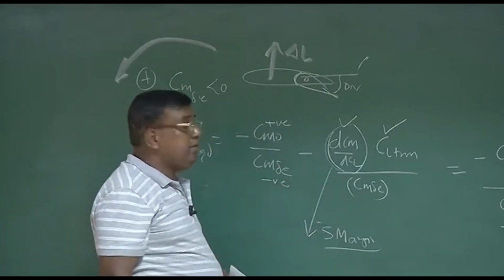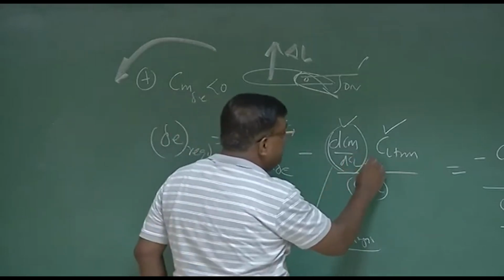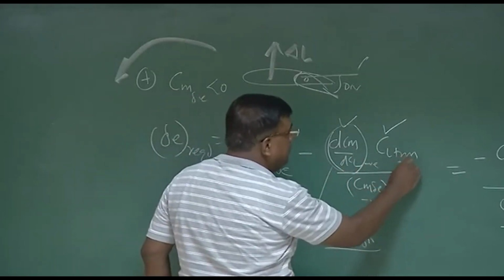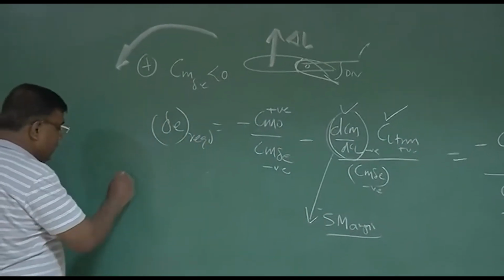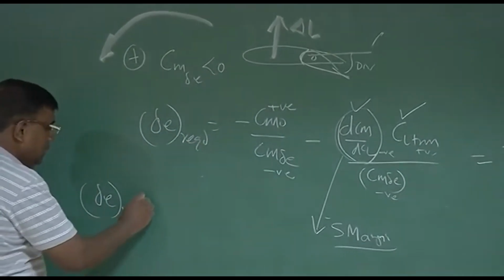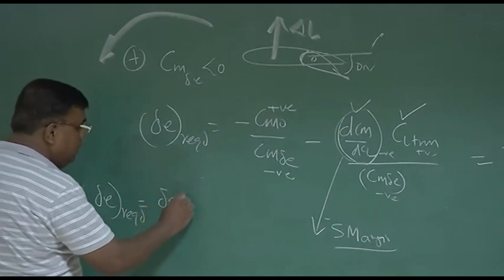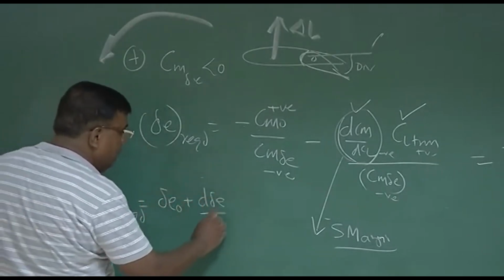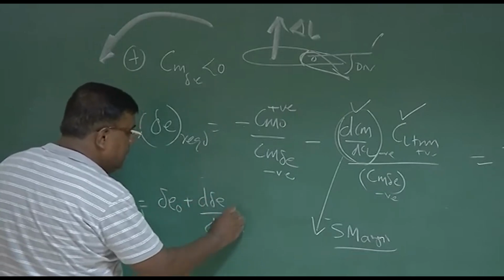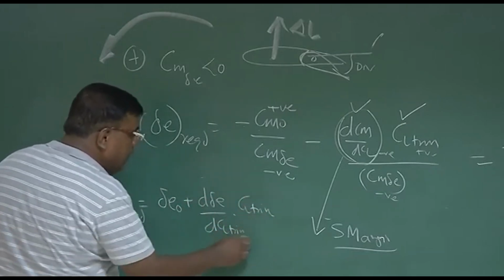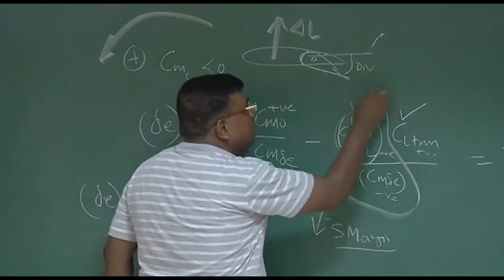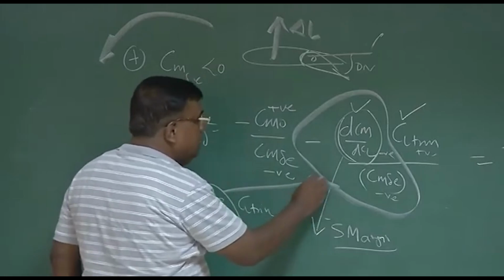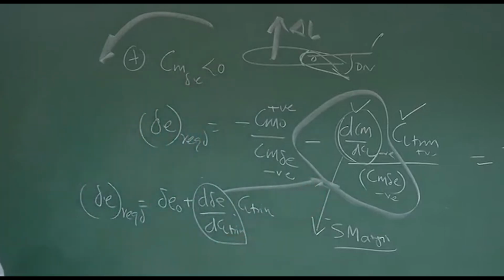So the whole term is positive. dCm by dCl is negative for a statically stable airplane. So I write negative. This is also negative. This is positive. So this part is negative. So I write it like this. I write delta E required equal to delta E naught plus d delta E by dCl trim into Cl trim. And what is d delta E by dCl trim? This is nothing but the whole of this expression including the minus sign, that is minus dCm by dCl by Cm delta E.